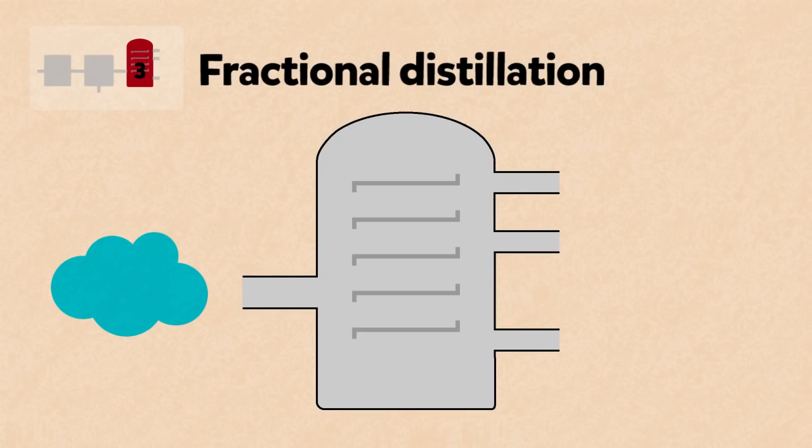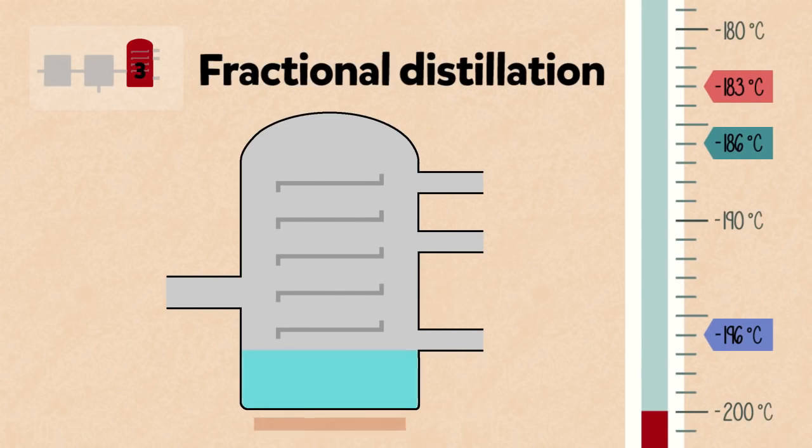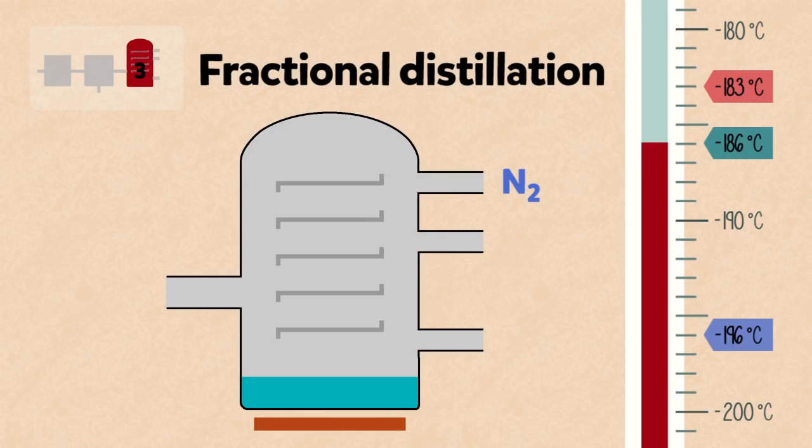First, as we said before, the air is cooled to minus 200 degrees Celsius and passed into the fractionating column. It is then gently warmed. The temperature rises from minus 200 degrees C, and when it gets to minus 196 degrees Celsius, the nitrogen boils off and is collected. When it reaches minus 186 degrees Celsius, the argon boils off, and when it reaches minus 183 degrees Celsius, the oxygen boils off.